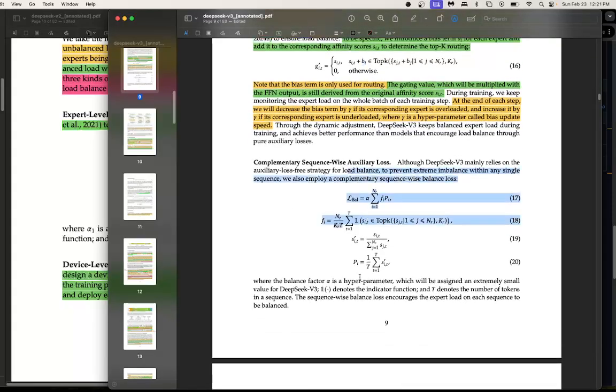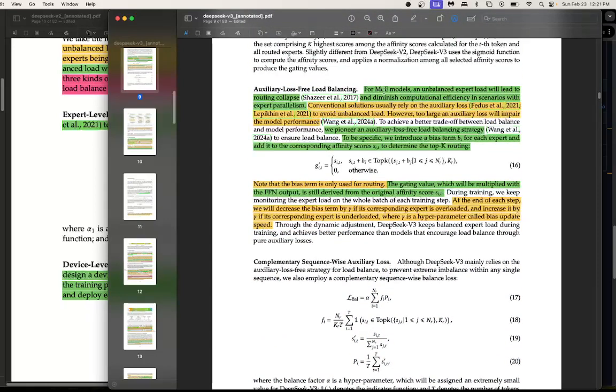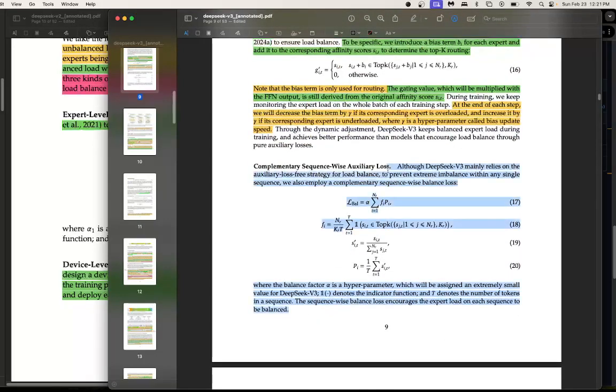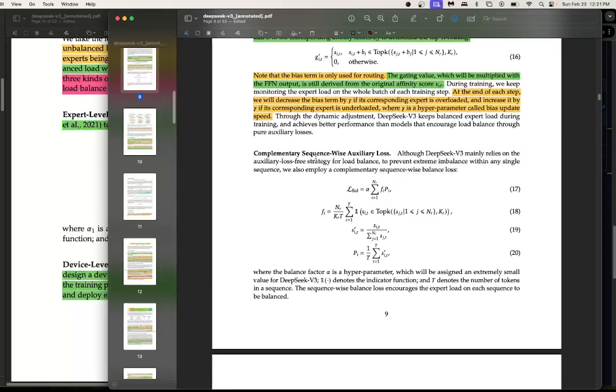Moving on, they do use one auxiliary loss though. So this is auxiliary-free load balancing across experts, but within a sequence, they use an auxiliary loss just to prevent an extreme imbalance of how the tokens within the sequence are routed.